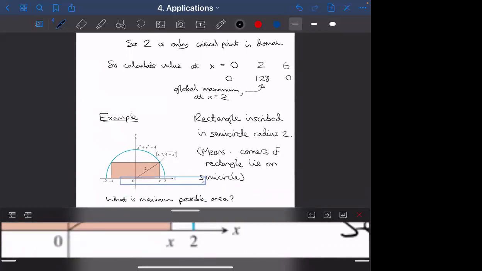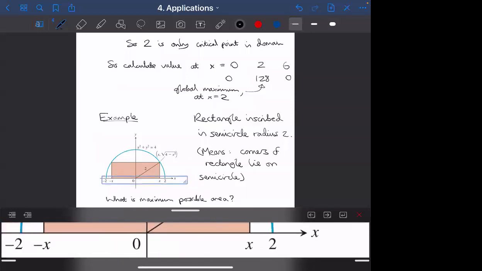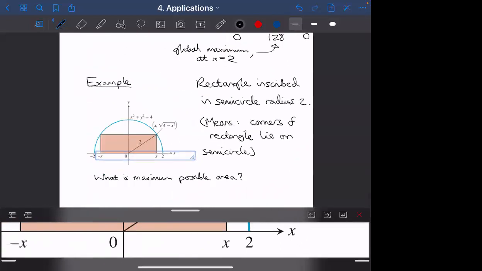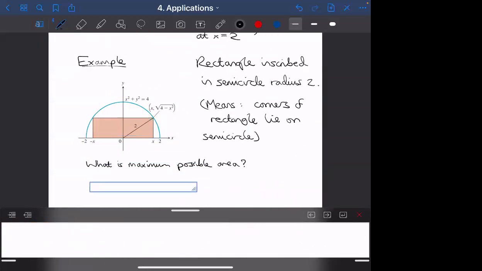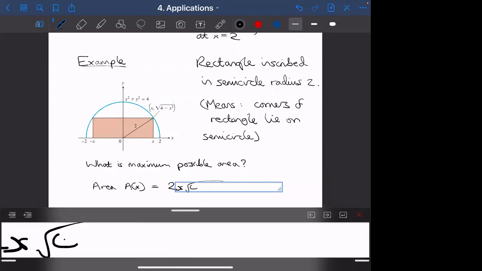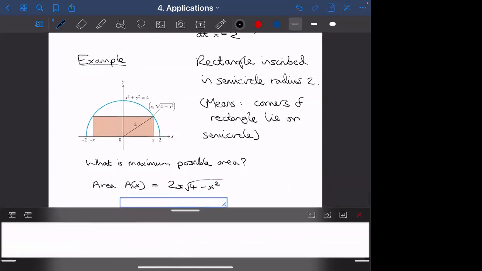So in the picture, it's drawn the rectangle going between minus x and x, and that rectangle is going to have a height square root of 4 minus x squared because of the equation of the circle. So that's what the picture is showing, and it means that the area A(x) is 2x, the base, times square root of 4 minus x squared, the height.